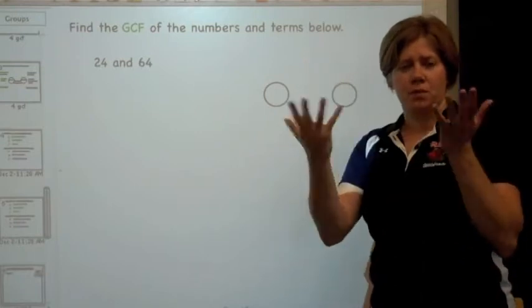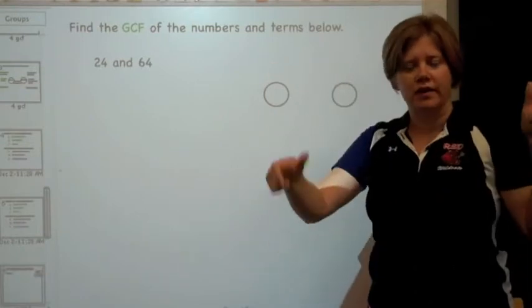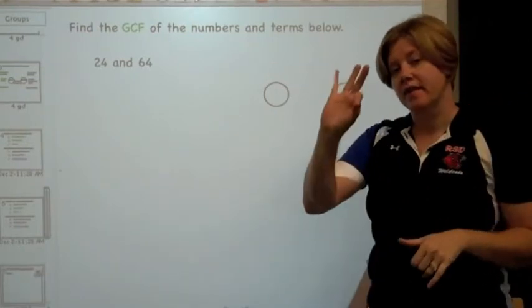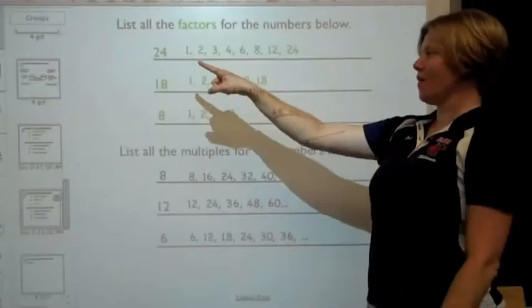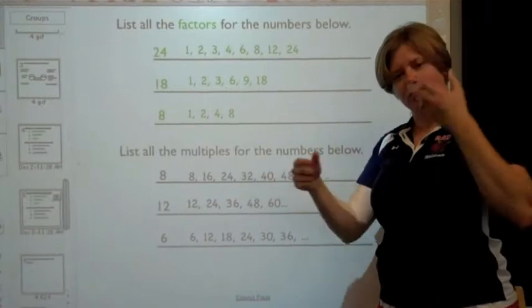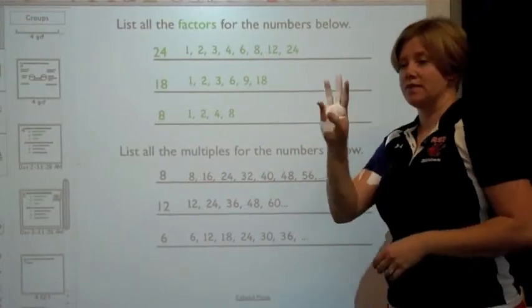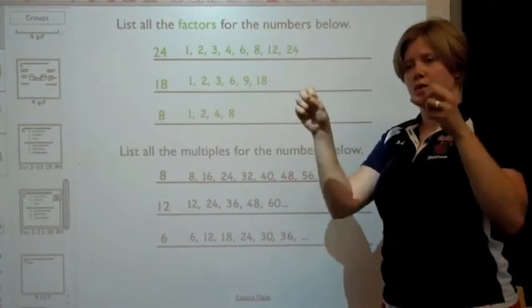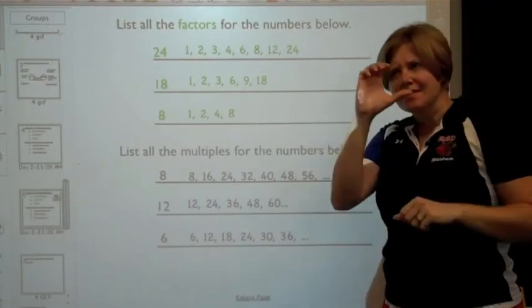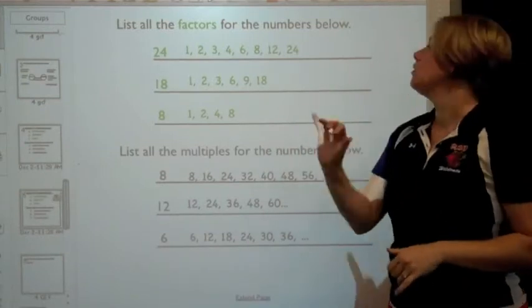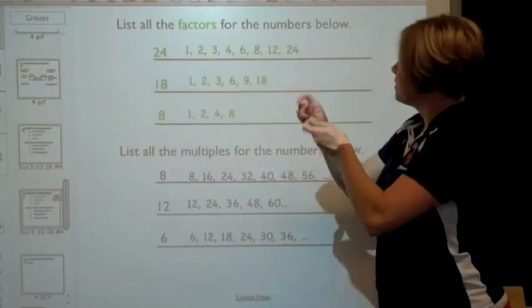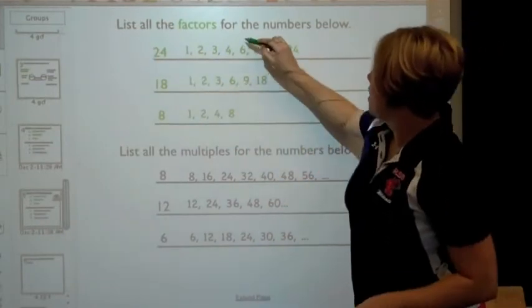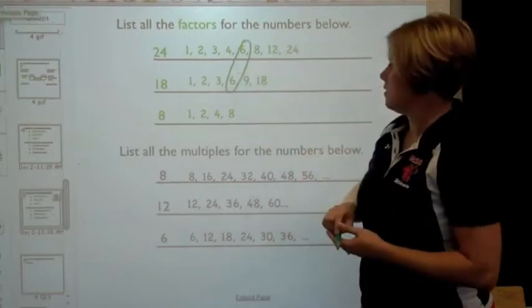The GCF stands for the greatest common factor. So we just discussed factors and finding factors. For 24 and 18, I'm going to find the factors, and I look for which is the biggest common factor. For 24 and 18, the biggest common factor, let's see, we've got 6.